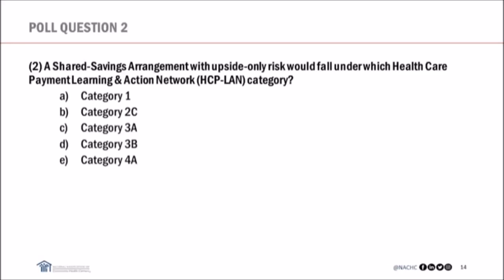The answer is that a shared savings arrangement with upside-only risk falls into Category 3A, which is option C. So those of you that voted option C would have been correct, because a shared savings arrangement that only has upside is 3A. 3B, for those of you who voted for 3B, that's a shared savings arrangement with downside risk. All right, let's move on to the next slide.